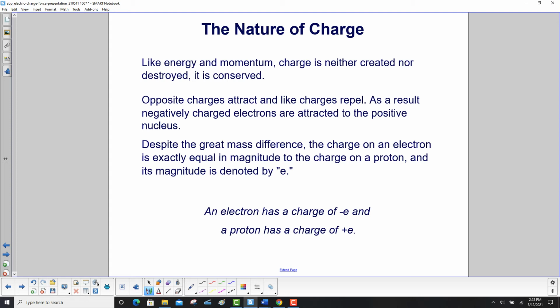Opposite charges will attract and like charges repel. As a result, the negatively charged electrons are attracted to and bound to the positive nucleus. And once again, despite the great mass difference, the charge on an electron is exactly equal in magnitude to the charge on a proton, and that magnitude is denoted by e.